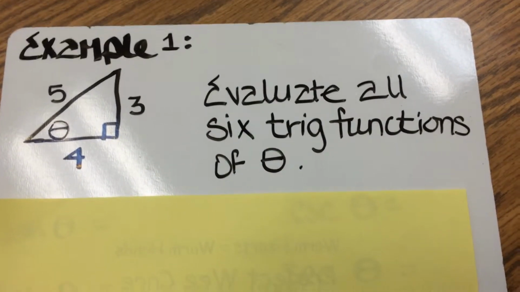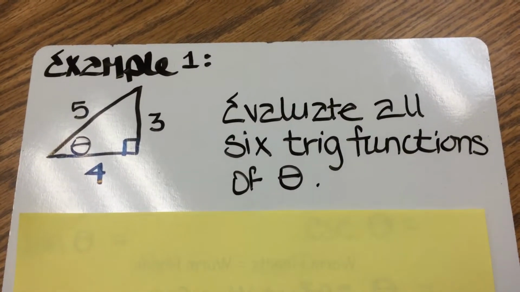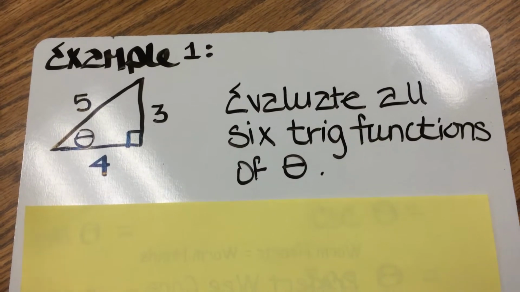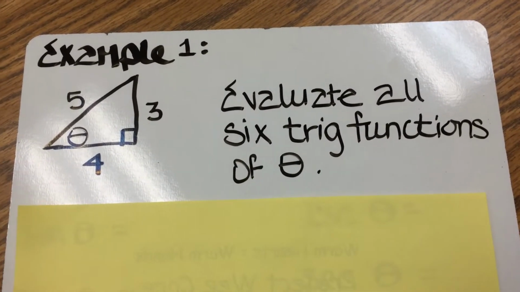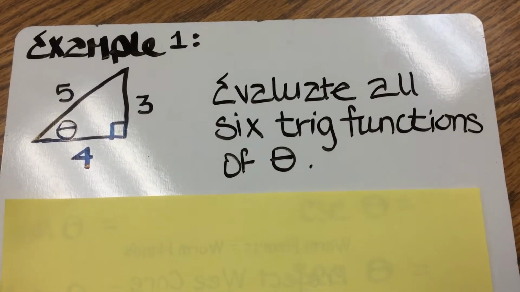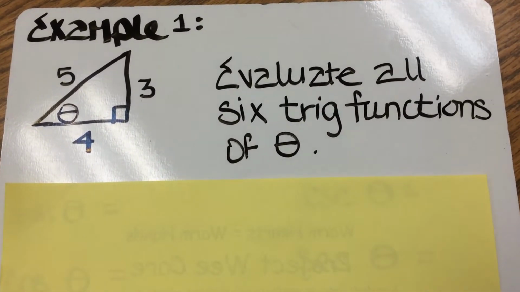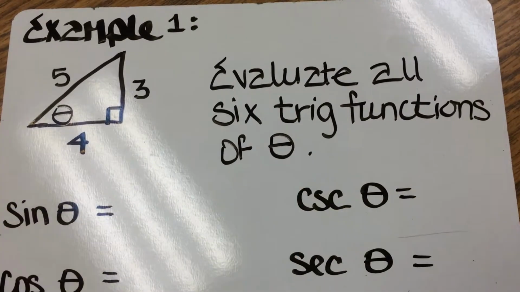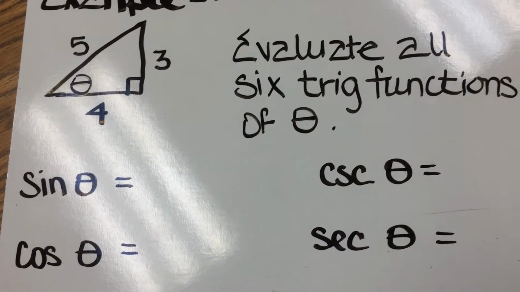Okay, we're going to start off pretty easy here. They've given me a right triangle, and this is a nice one. We know this is a Pythagorean triple, 3, 4, 5. Theta is one of our acute angles here. My directions say evaluate all 6 trig functions of theta. So they basically just want me to come up with the numbers for the ratios here.